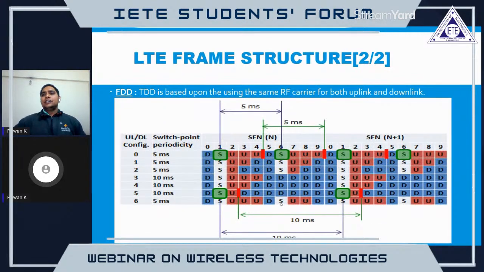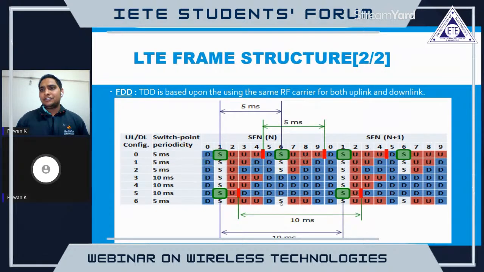This is the TDD concept. Here 10 different subframes are there. D is for the downlink, and U is for the uplink. Based on many conditions, the UE, or the mobile phone, will try to configure the uplink and downlink configuration to the network, and the network will behave based on the configuration configured by the UE.